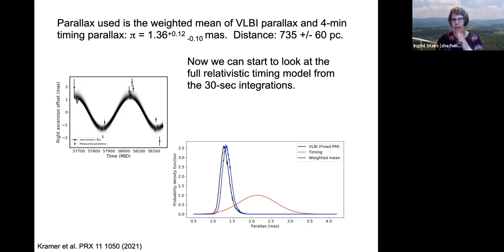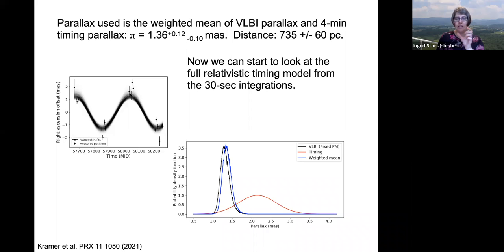Having established what the distance is, and accounted for the DM variations, now we can start to sample from these things and do a Monte Carlo to get the actual best-fit relativistic timing model. So there's a lot that goes into that.